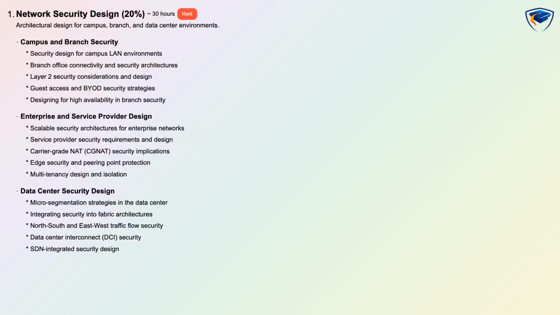Network Security Design carries 20% of the exam and is rated hard with 30 hours of study recommended and scenario-based assessment. You will learn architectural design for campus, branch, and data center environments including campus LAN security, branch connectivity and high availability strategies. The syllabus covers scalable enterprise and service provider architectures, CGNAT and edge protection, plus data center topics such as micro-segmentation, north-south and east-west traffic control and SDN integrated security.